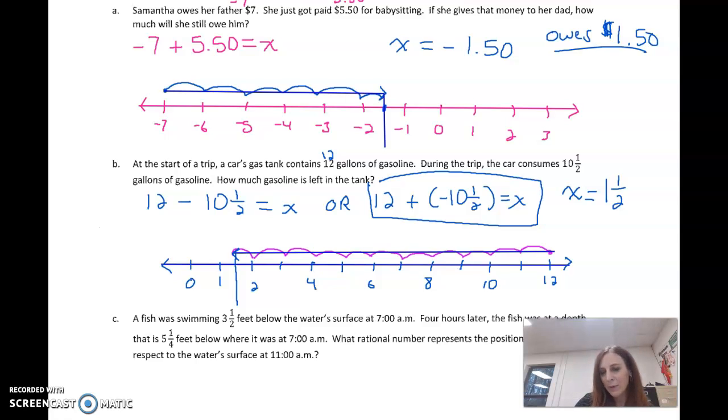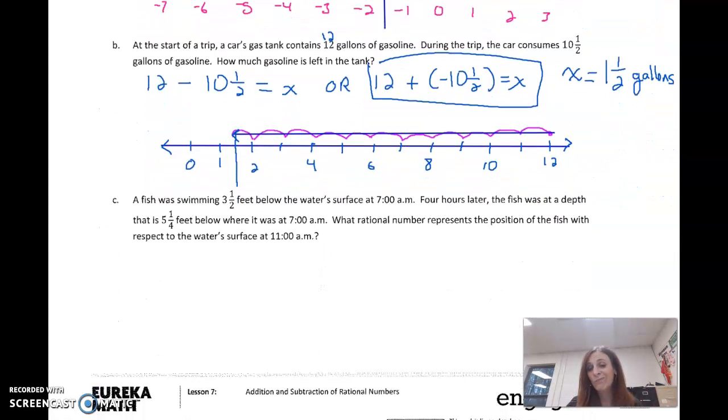Notice how I wrote this one as a fraction, but this one as a decimal. This one, they were talking about money, that's a decimal. This one, they gave us 10.5 as a fraction, so I want to make sure my answer has a fraction, not a decimal. So how much gasoline is left? 1.5 gallons. Really, nothing's changing here except we don't have to go from 0 anymore, and we might have to deal with some fractions.